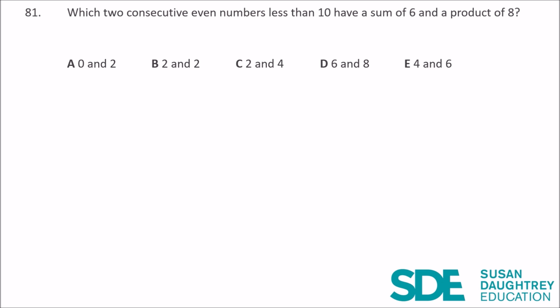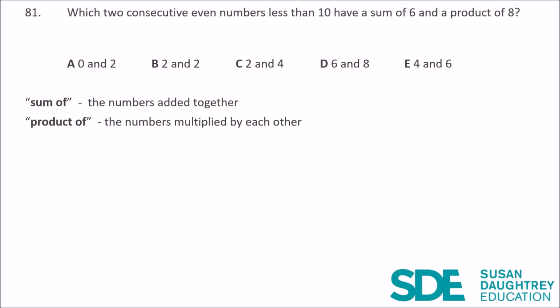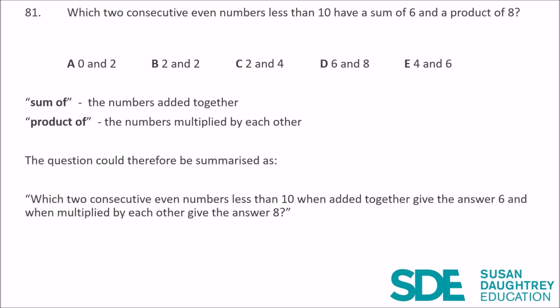Which 2 consecutive even numbers less than 10 have a sum of 6 and a product of 8? Well, we need to know the expressions: sum of means that the numbers are added together, and product of means that the numbers are multiplied by each other. We can now substitute those alternatives into the question.